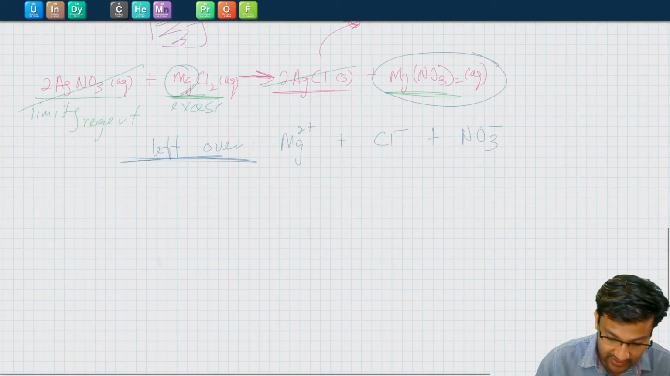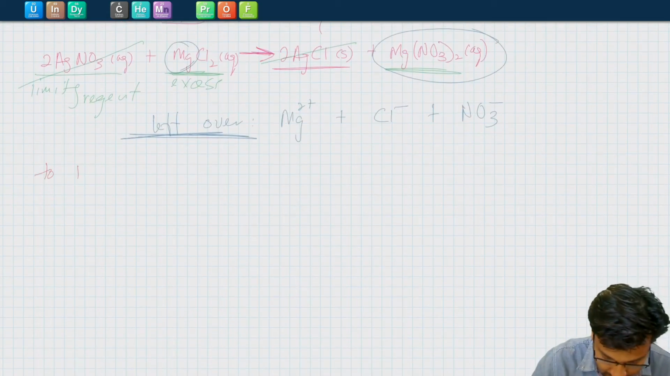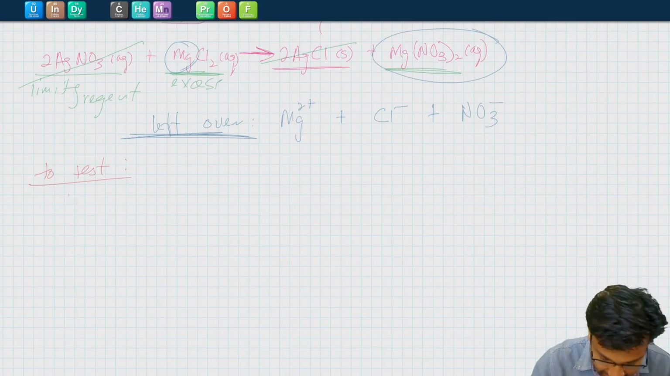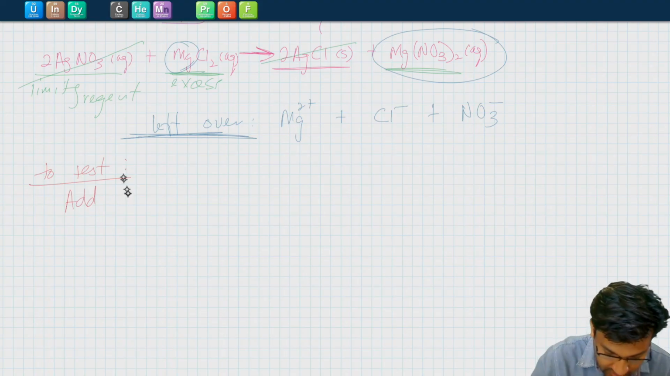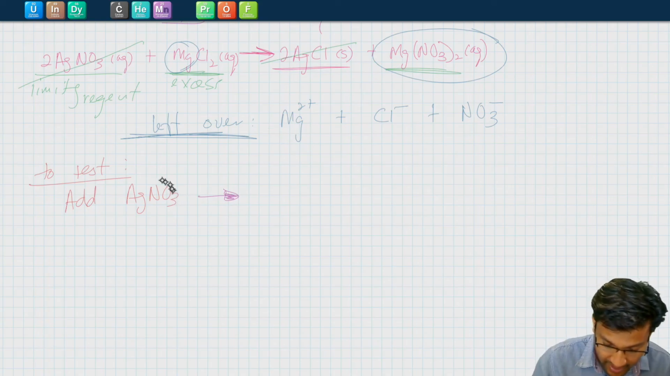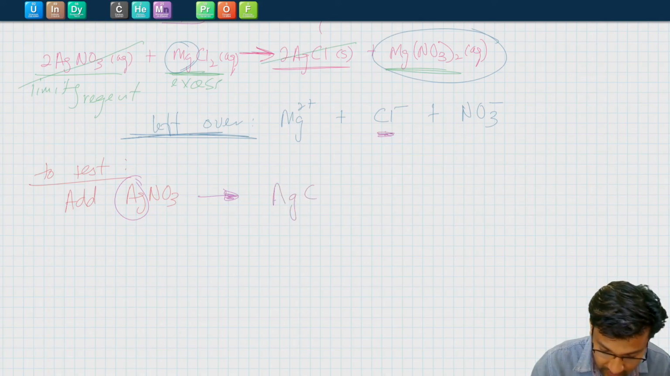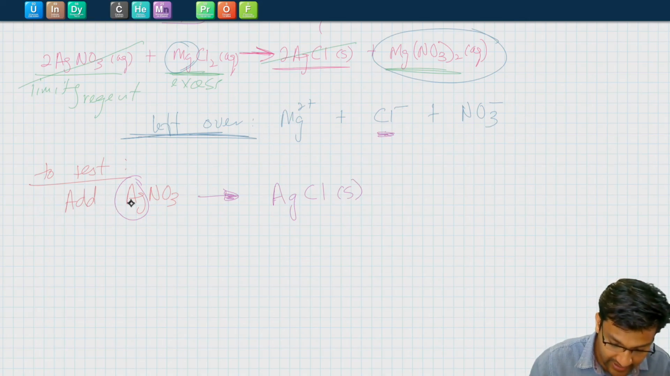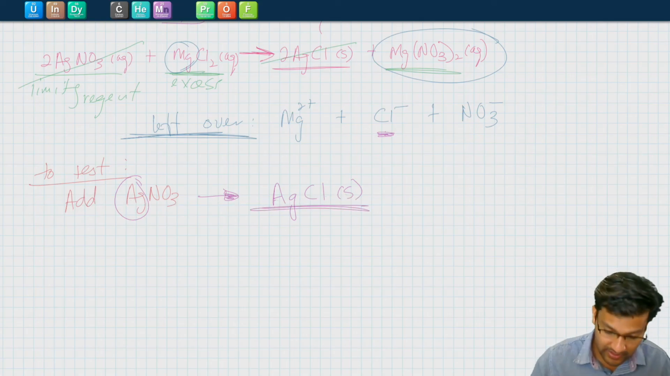Usually to test whether this is the case, we're going to add solutions to it to see if anything happens. So if we add, for example, some more silver nitrate, AgNO3, to the leftover solution, what might happen? All the ions might mix together, but the interesting thing is the silver plus and the chloride that's left over will react to form more silver chloride solid. So this is a good way to test if these are the ions left over in our supernatant solution: add more silver nitrate to see if we form our solid precipitate.